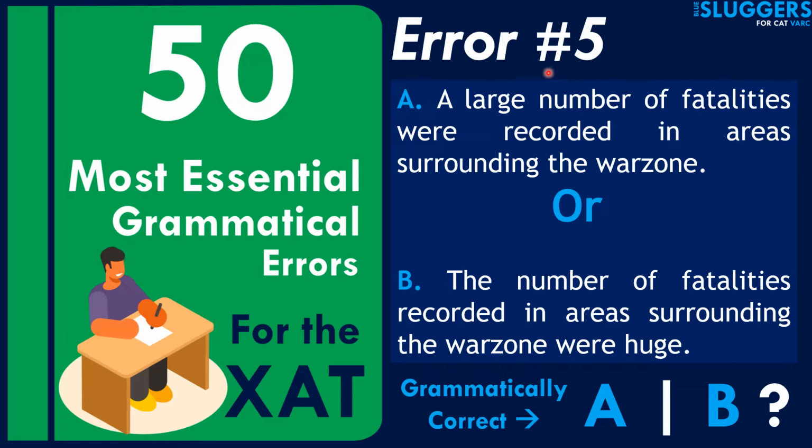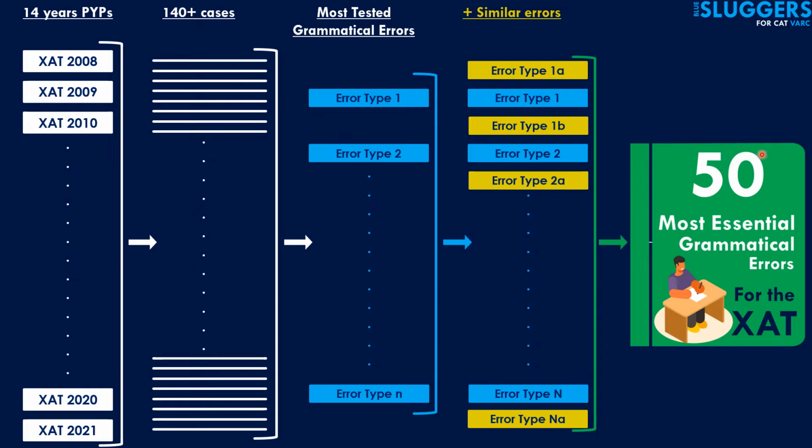Right now, let's get into error number 5 of the series, 50 most essential grammatical errors for the XAT. However, I would like to first state that this is not just a random list of 50 grammatical errors that we have just come up with. There's in fact quite a logical process involved in creating this list, and I've explained that process in detail in a separate video, which you can access by clicking on the link on the top right corner of your video. Okay, so this diagram pertains to that. I've explained all of this in that video. So you can watch that if you want.